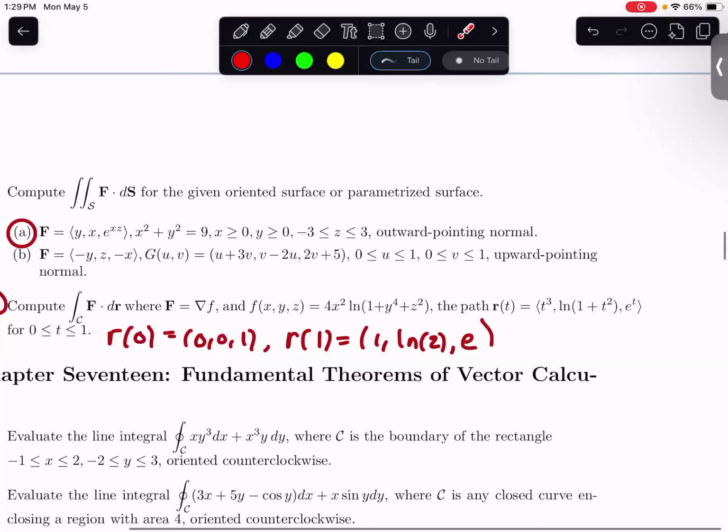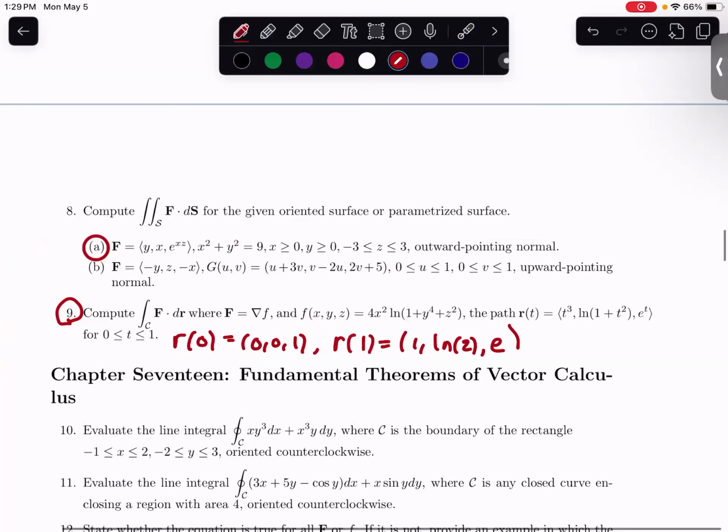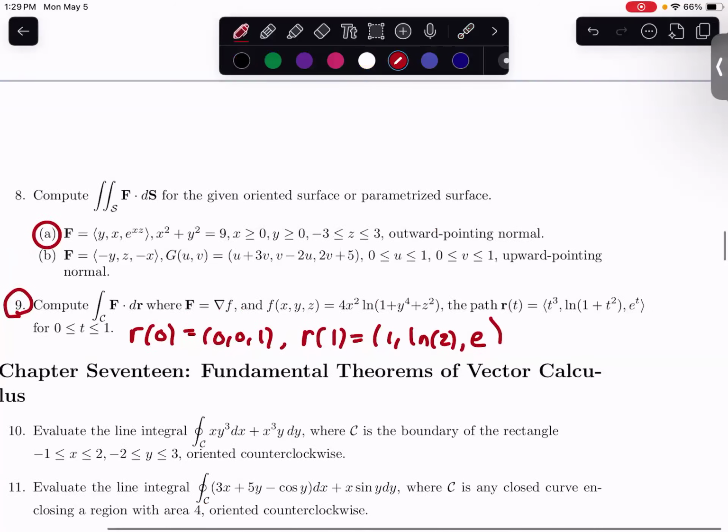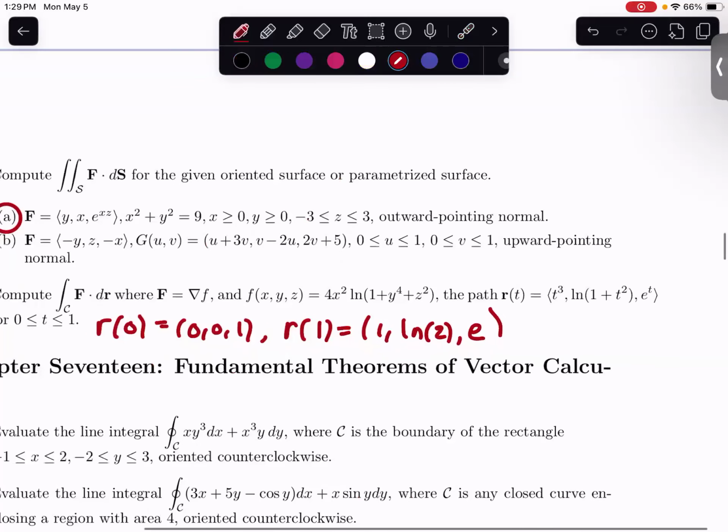Right, and so we can still use the fundamental theorem for conservative vector fields. I'm going to try and squeeze it in here. It's not a good idea, but I'm going to do it anyways. So we want to find this integral.